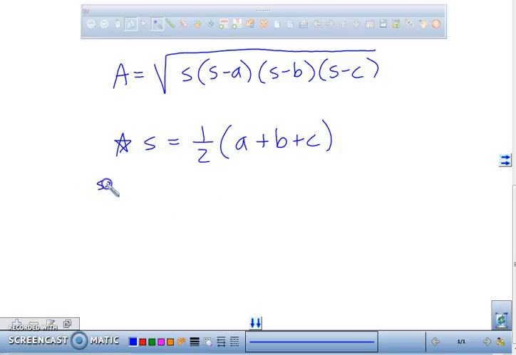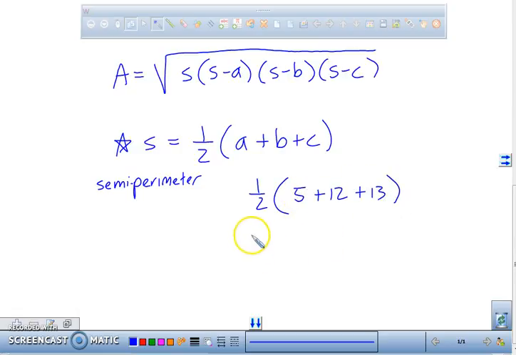And remember, what did I say S was? The semi-perimeter. Semi meaning half. Half of the perimeter. What would the perimeter be? A plus B plus C. Semi-perimeter, half of that. So our value is what? 5 plus 12 plus 13. So that's half of what? Half of 30. So yes, your S value, Adam, was 15. So that's our S value.